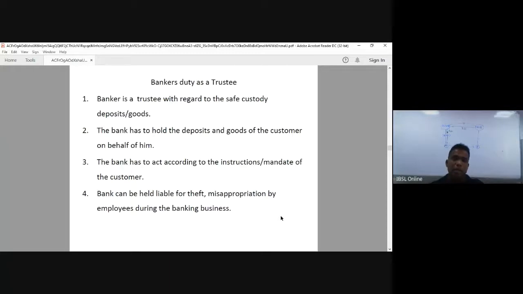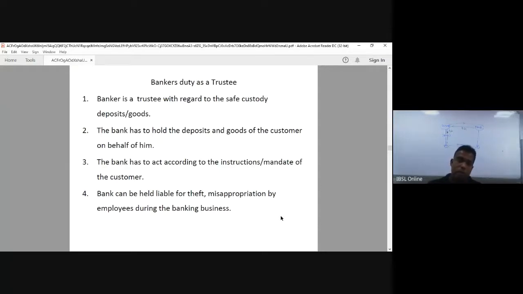Bank as a trustee has a duty. Bank is a trustee with regard to the safe custody of deposits and goods. Now customers come and deposit their valuables in the safety lockers. Or sometimes they come and they own gold articles. So they keep the custody of those gold articles and valuables in the bank.